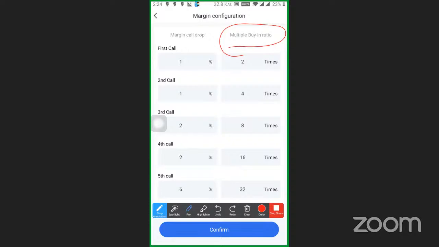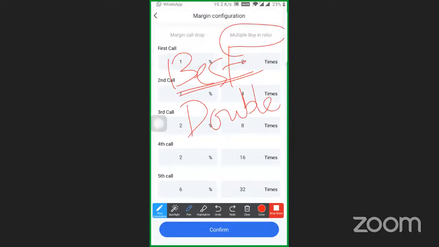So I will give you 3, but first I will give you the best one. What is the best one? That is the best of the best. That is called double up. Double up strategy, right? So what is a double up strategy?